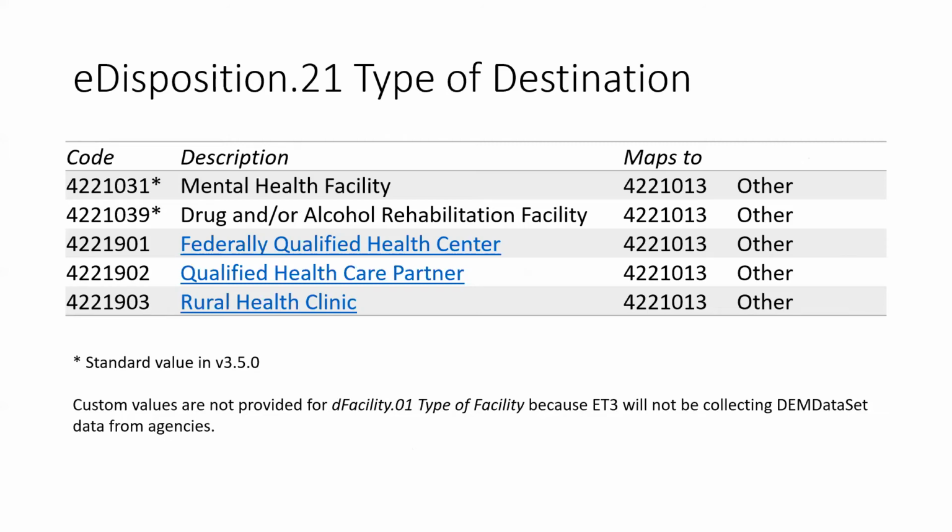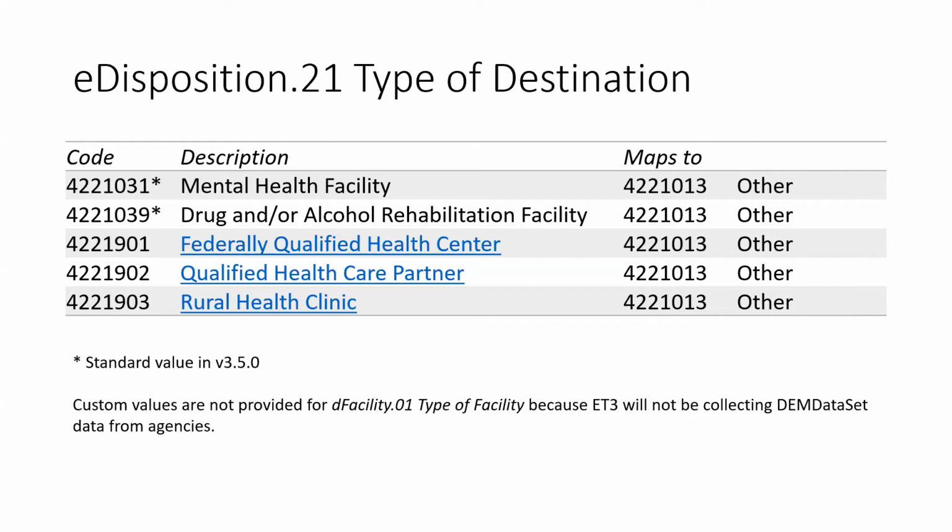For e-disposition.21, it's fairly straightforward. In NEMSIS 3.4, they are going to add 2 custom codes that are actually standard codes in 3.5, mental health facility and drug and/or alcohol rehabilitation facility. So those, they'll be asking agencies to add those two to their 3.4 data. All of these custom values will just map back to other in 3.4 for their standard mapping.